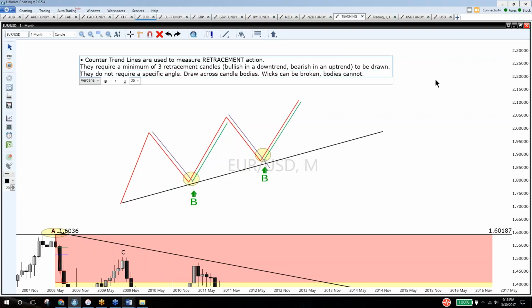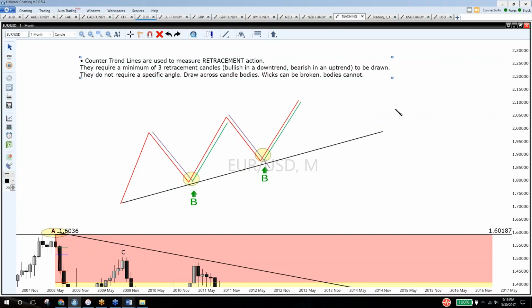Now the retracement candles, traders, that's going to be arbitrary to what kind of trend we're looking at, right? In the case of an uptrend, we're going to be looking for bearish candles as our retracement candles. Any candles that are moving against the trend, that is a retracement. So in the case of an uptrend, bearish candles are going to be retracement candles. In the case of a downtrend, bullish candles are going to be considered retracement candles. And we need a minimum of 3.